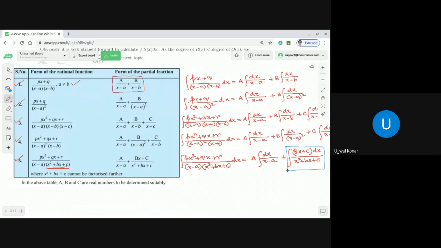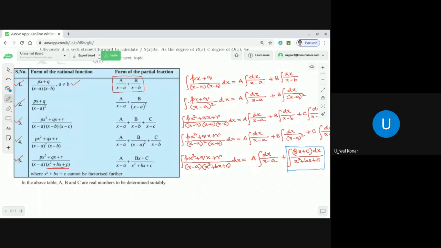You can use just a substitution. You can take x square plus bx plus c is equal to t. Then you differentiate, you will get 2x plus b dx is equal to dt, so that you can adjust with the numerator bx plus c. We'll see. And then you need to apply the formula of dx by x square plus s square, or x square minus s square, depending on the values of these constants, capital B, capital C, and lowercase b, lowercase c. We'll see. What I'm saying is that the integration I marked in the blue color, we know how to do it, but let's take some real examples so that it will be very clear to you.